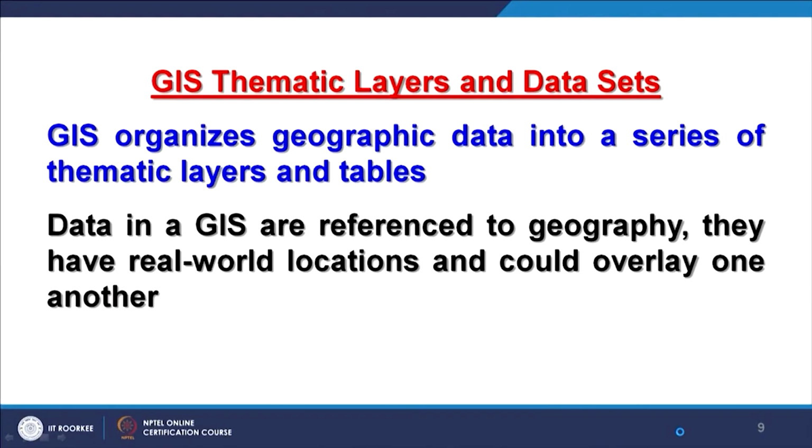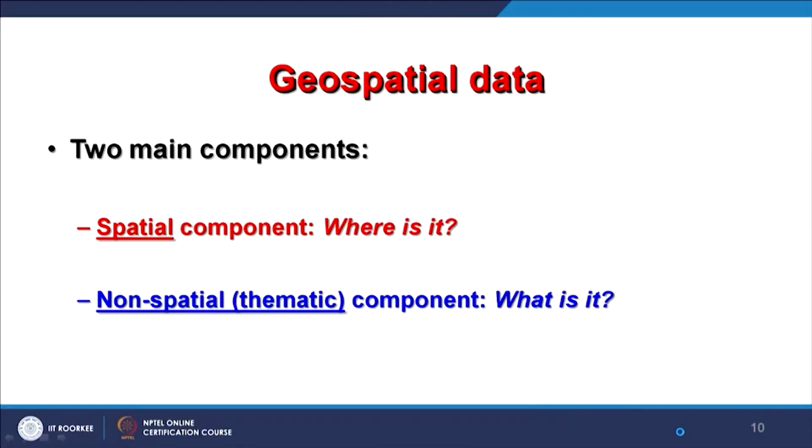Now, we have been using the words GIS thematic layers and data sets. So, I will spend a few more minutes on this. GIS organizes geographic data into a series of thematic layers and tables, and the data in a GIS are referenced to geography, that is, their spatial location. They have real world locations, again in geographic coordinates, and could be overlaid one over another. Sometimes the term geospatial data is also used. Geospatial data means spatial data, having a geographic location.